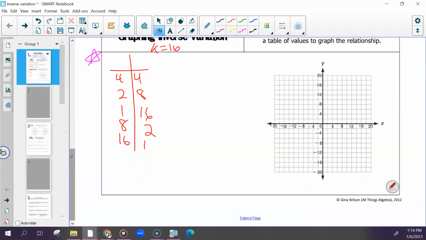And we're going to graph these, plot all of these points. So the graph is counting by 2s, so be careful with that. So 4, 4, 2, 8, 1, 16, 8, 2, and 16, 1. And you get something that looks like this curve. Connect the dots.